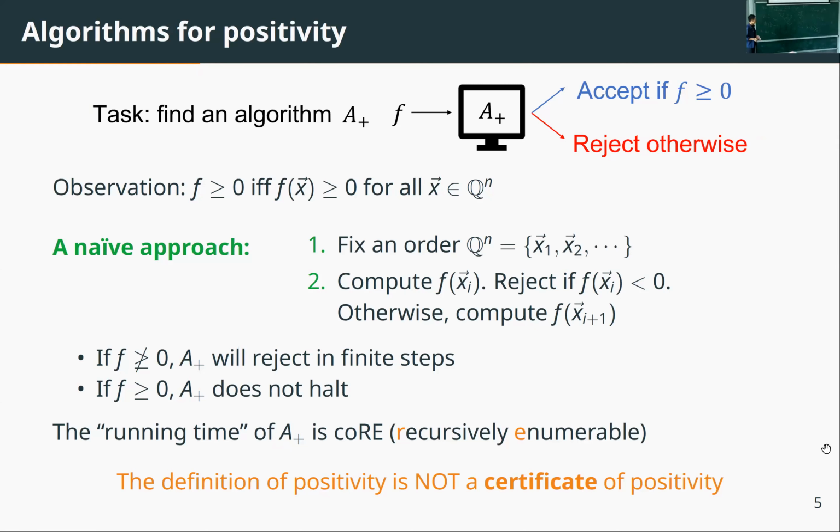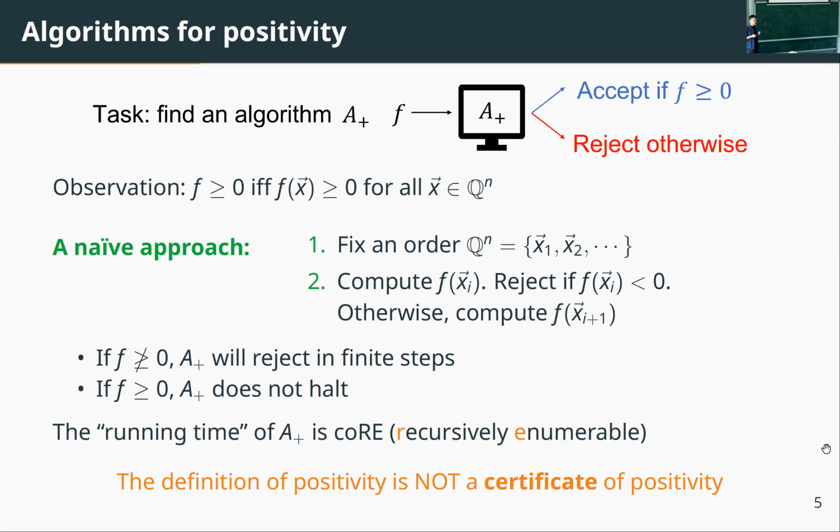Okay. So now, seems like positivity. Is this just an upper bound on the running time of A, or can you actually show that this problem is complete for co-RE? It's not complete for co-RE. Yeah. So it's not really true that the running time of A+ is co-RE. Yeah, so that's not true. So it seems like positivity is really hard.